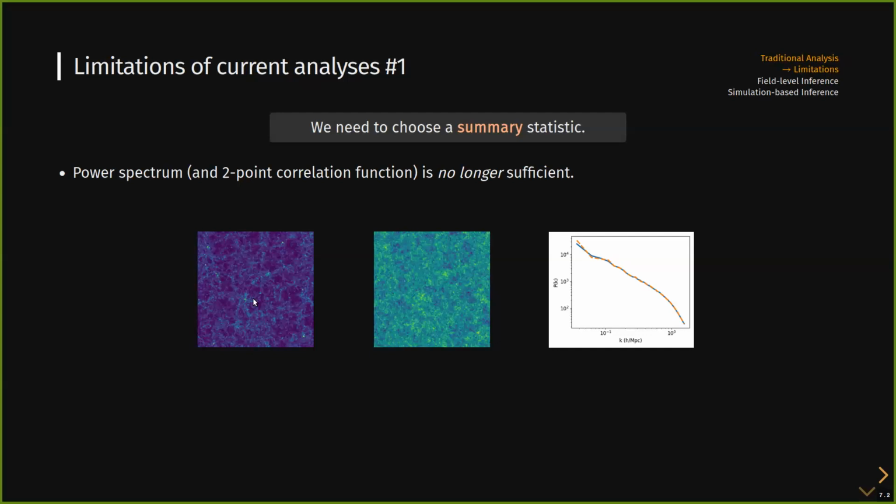This field here on the left is basically what our universe looks like. This field in the middle is essentially a Gaussianized version of the same field. Both of them have exactly the same power spectrum. And we know statistically that the power spectrum is optimal for analyzing this Gaussian field, but it does not extract all the information by any measure from the nonlinear field that we see in our universe.